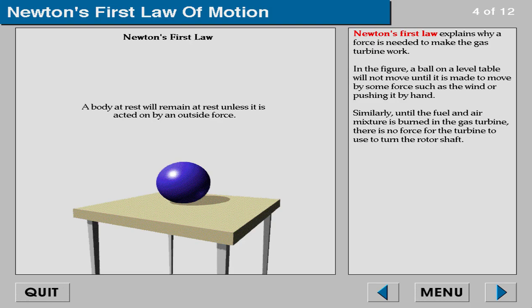In the figure, a ball on a level table will not move until it is made to move by some force such as the wind or pushing it by hand. Similarly, until the fuel and air mixture is burned in the gas turbine, there is no force for the turbine to use to turn the rotor shaft.